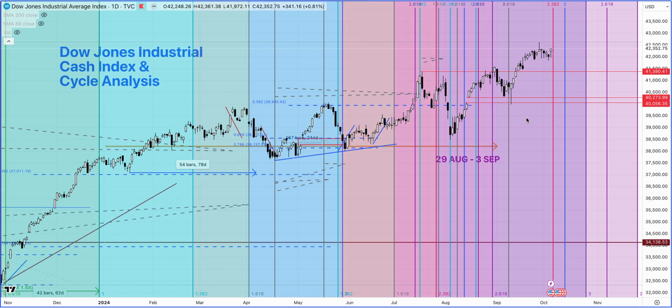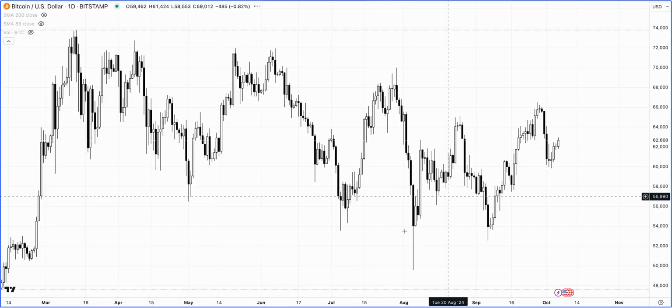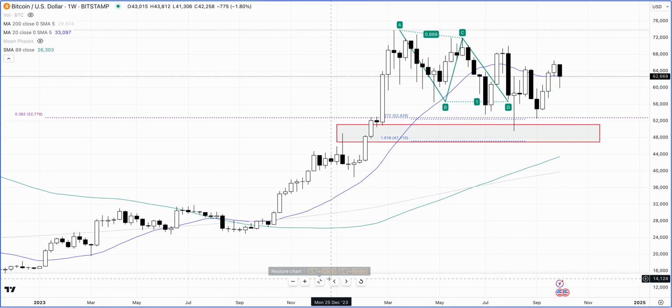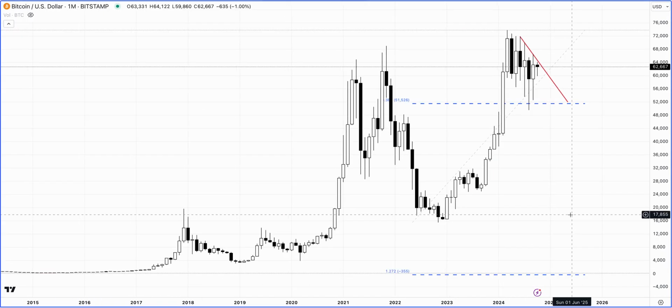Now, let's start by taking a look at the Bitcoin, because I did not cover that in my video that I've done before. Let's move on to the weekly chart, in fact, let's take a look at the monthly chart on Bitcoin. And here we go.